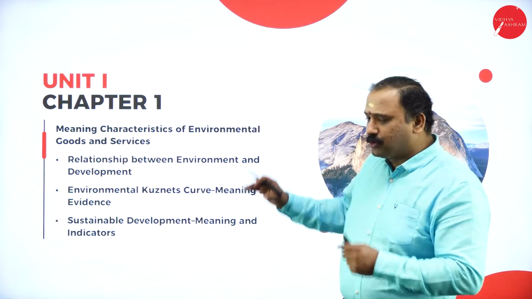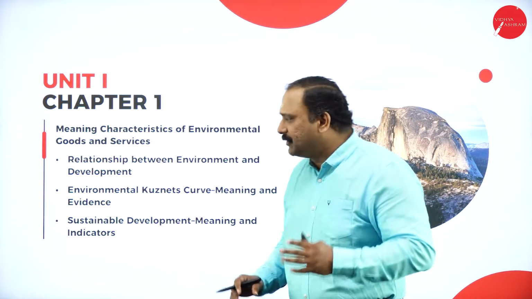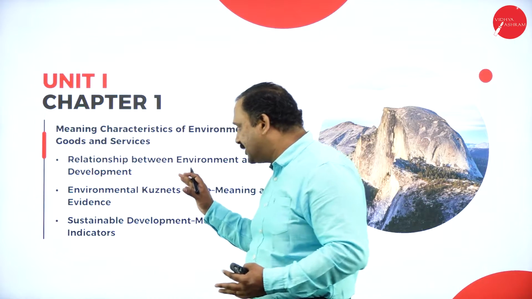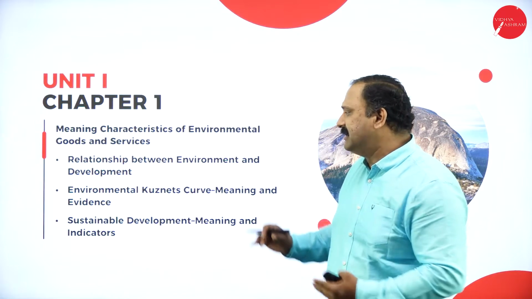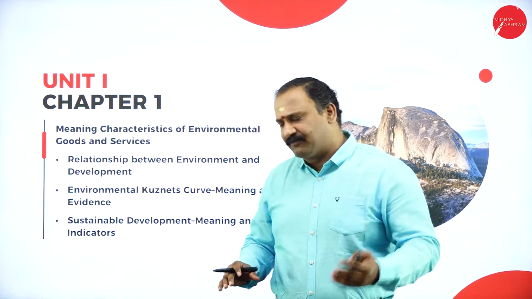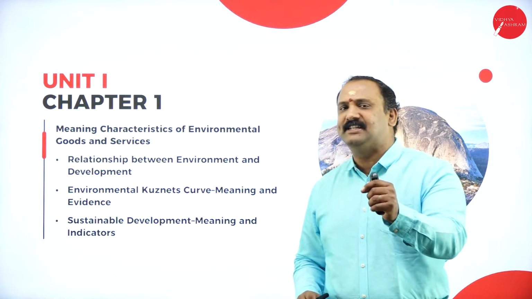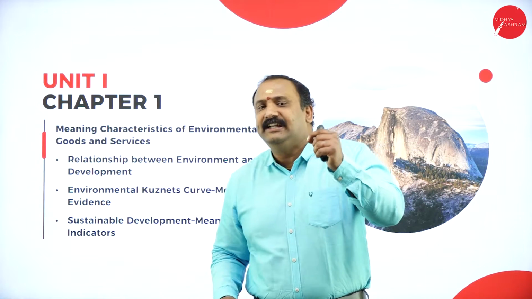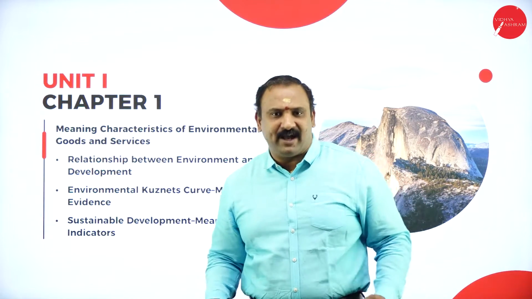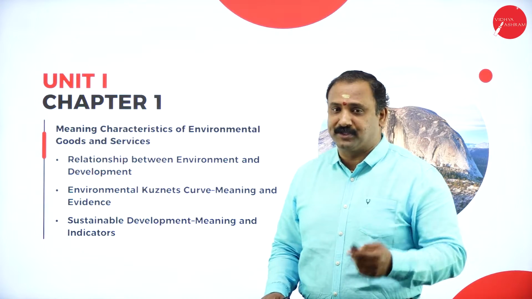Followed by, let's go through the units. Unit 1, Chapter 1. What do we have in it? We have the meaning, characteristics of environment, goods and services, where we're going to talk about the relationship between environment and development. Then we're going to talk about the Kuznets curve, the meaning and evidence, and of course, the sustainable development meaning and indicators. Quite an easy chapter where they're just going to introduce to you about the meaning and nature of environmental economics. So it's a very easy chapter, and also important for scoring.